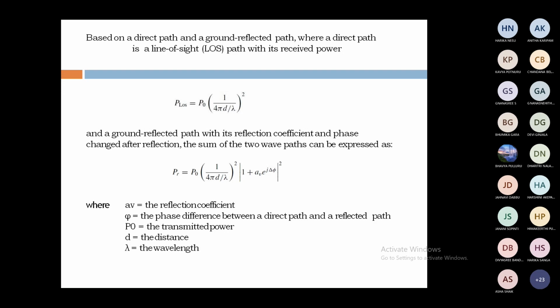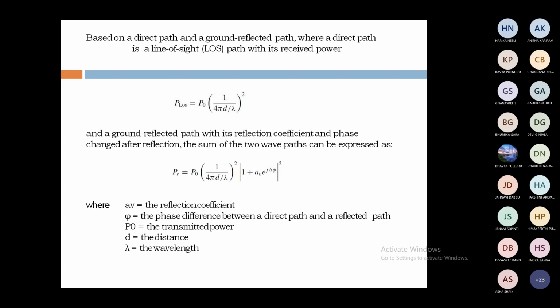Suppose now the received power, which is the summation of both the line of sight path and the ground reflected path. That is direct path plus reflected path power. That is PR, which is equal to P naught into (1 by 4 pi d by lambda) whole square, modulus of 1 plus AV e power j del phi, whole square.